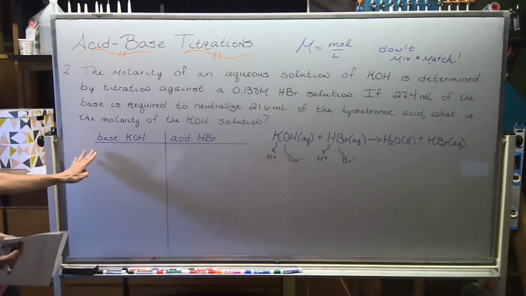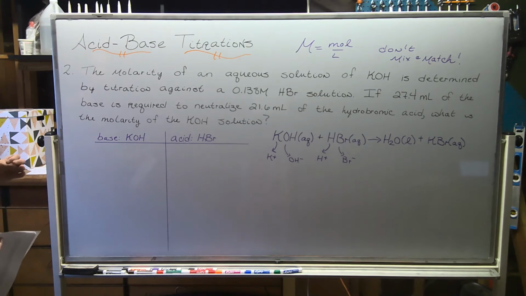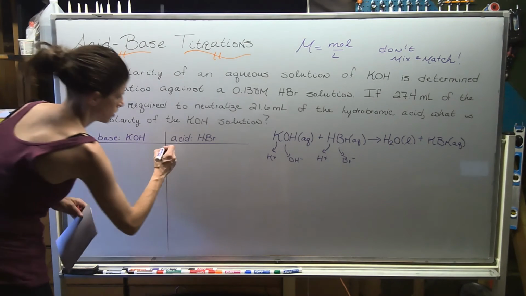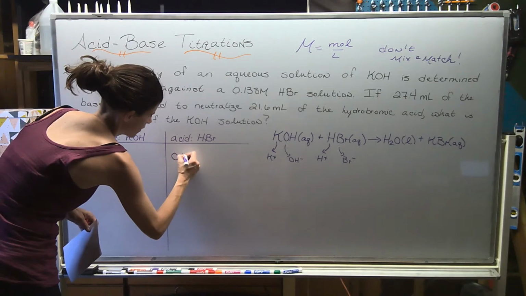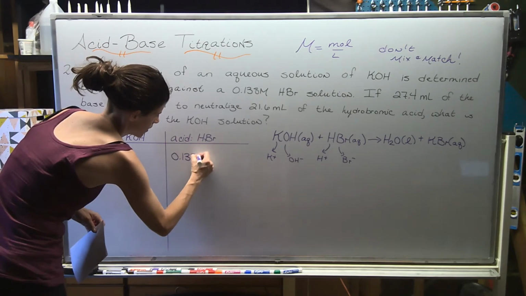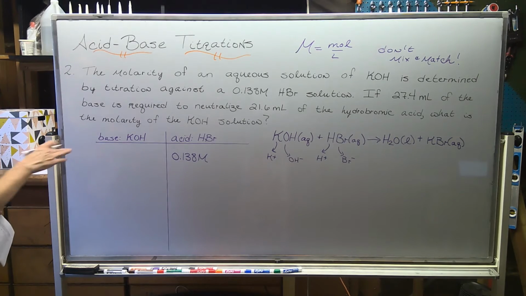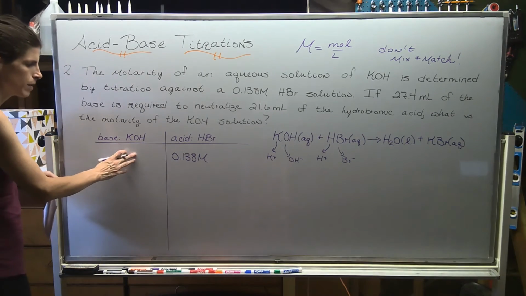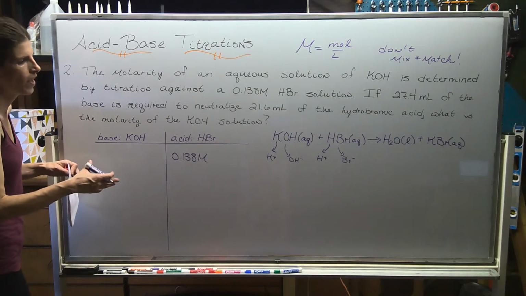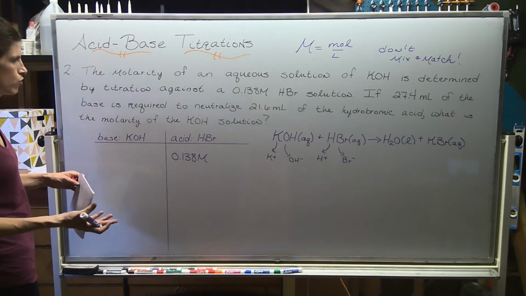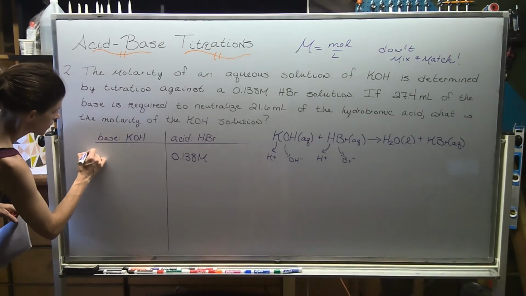Next step, I already have my T chart here. I'm going to organize my information. So the molarity of an aqueous solution of potassium hydroxide is determined by titration against a 0.138 molar hydrobromic acid solution. So I'm going to put that information on the acid side of my T chart. 27.4 mils of the base. So I know that potassium hydroxide is my base because it's an OH minus and a hydroxide ion producer.